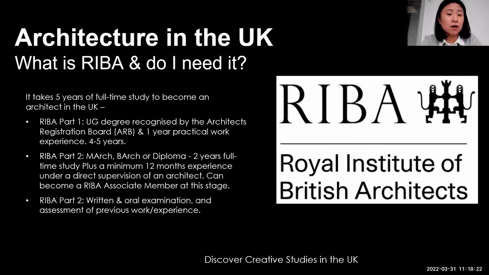And for the RIBA Part 2, there is also a written and oral exam, and assessment, and also from your previous work or experience. And then you also need to take a professional exam as well once you complete those 2 parts. So this is becoming a registered architect in the UK.